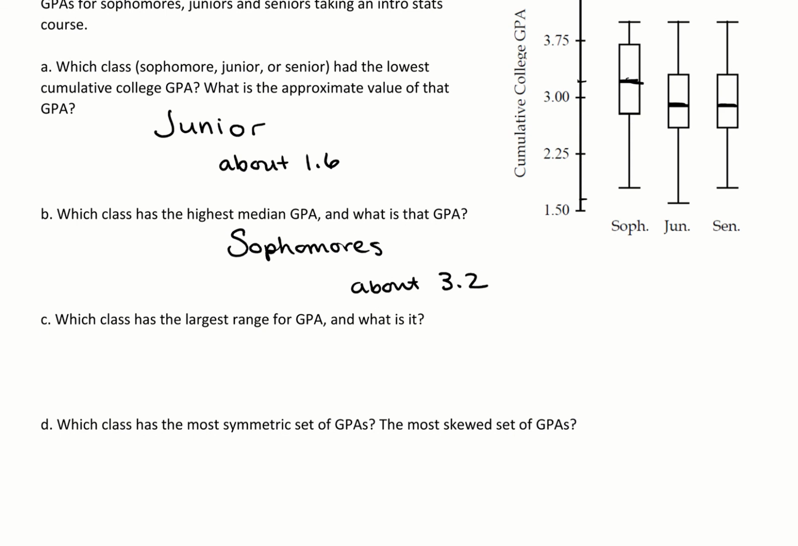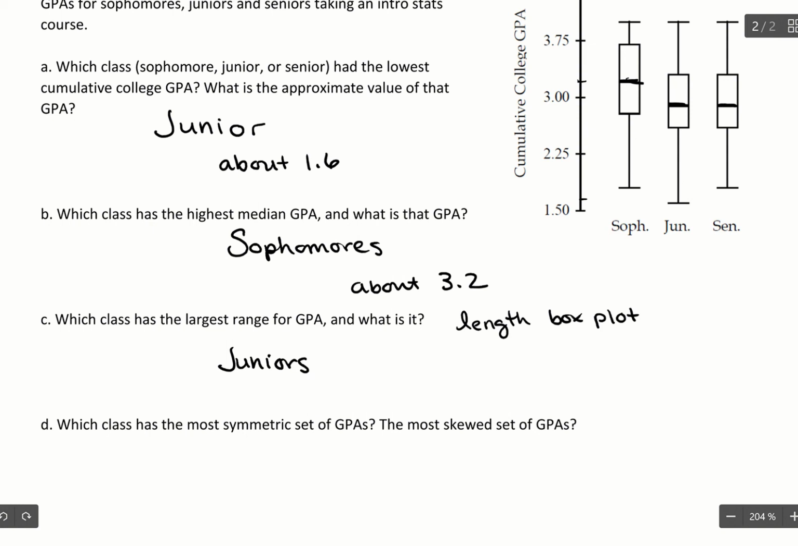And which class has the largest range for GPA, and what is it? So for largest range, we're looking at the length of the box plot, from minimum to maximum, which has the largest distance that it's covering. And with these, sophomores is pretty long, but we can see juniors is longer, and then seniors is actually the shortest. So seniors would have the shortest range, sophomores in the middle, and then juniors have the largest range.